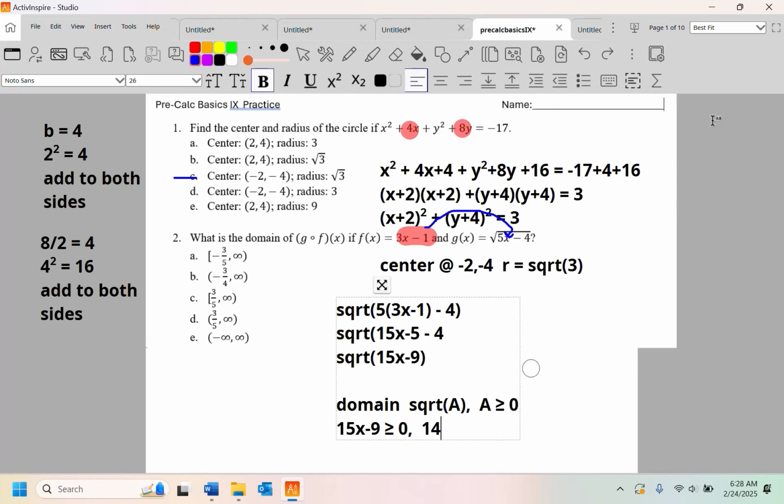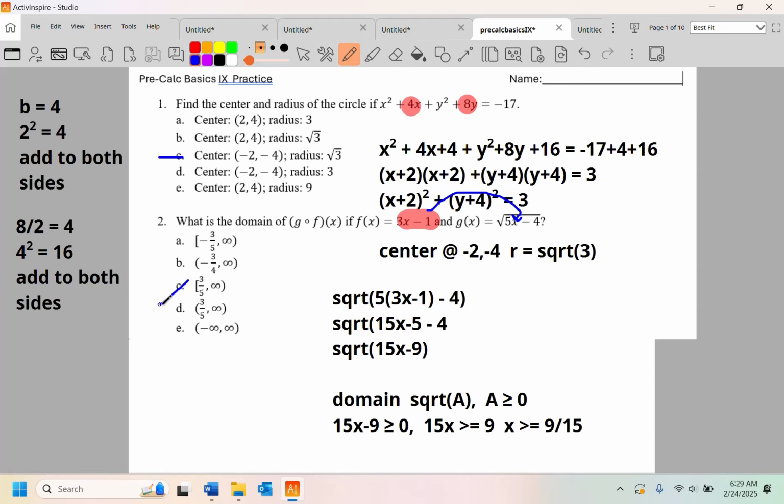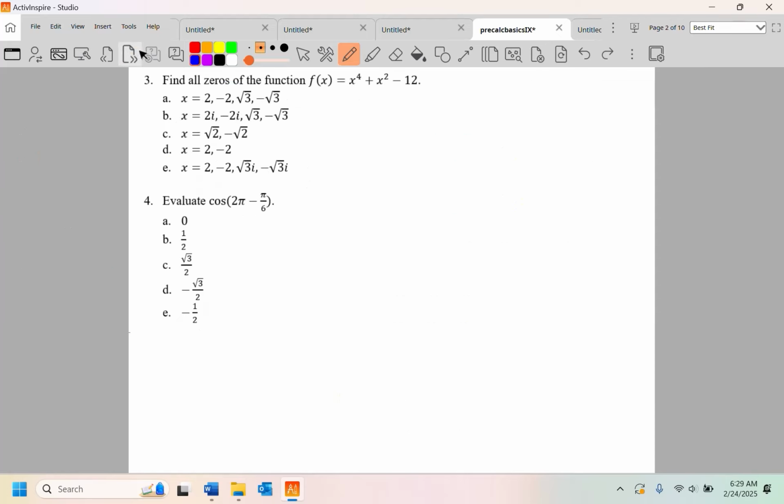We're going to add 9. 15x is greater than or equal to 9. We're going to divide by 15. x is greater than or equal to 9/15. And we're going to reduce 9/15. They're both divisible by 3. And because we have equality, we have to use a bracket. It's going to be 3/5 to infinity. Remember, brackets imply equality.